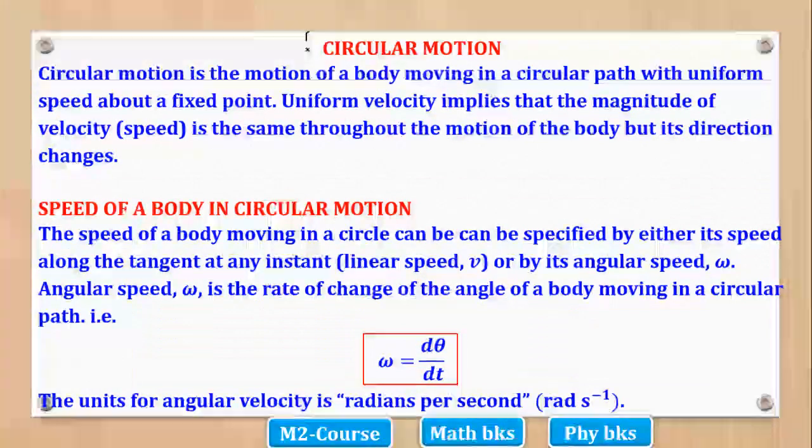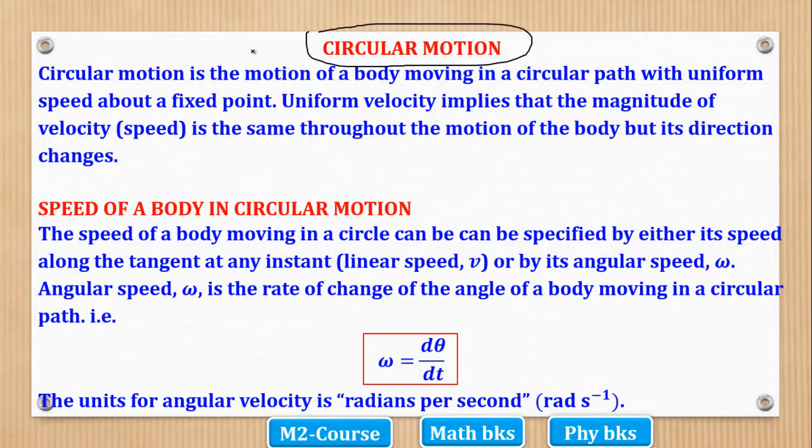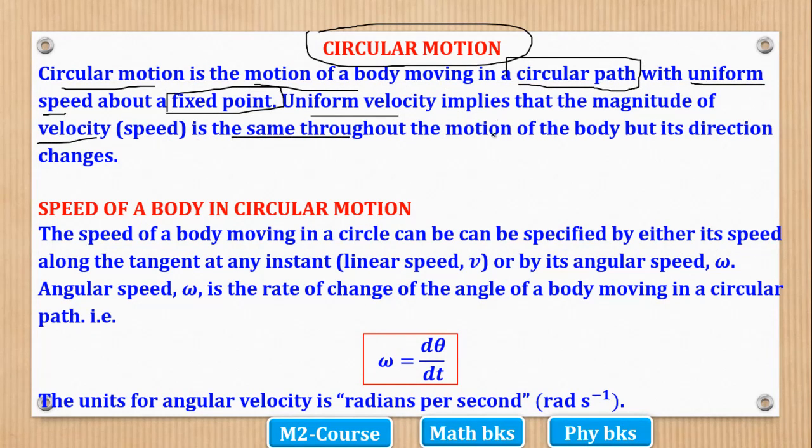So now we can start our topic of circular motion. Circular motion, just as the word says, is the motion of a body moving in a circular path with uniform speed about a fixed point. So uniform velocity implies that the magnitude of velocity is the same throughout the motion of the body, but its direction changes.